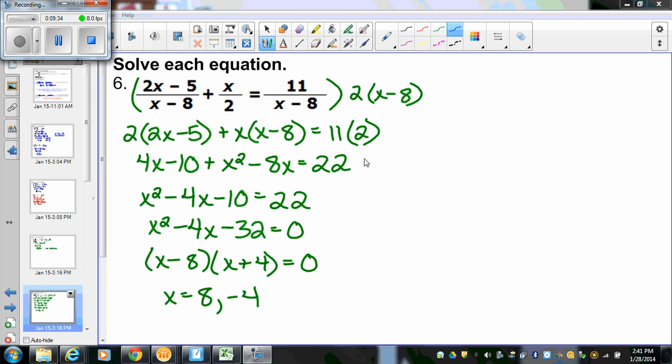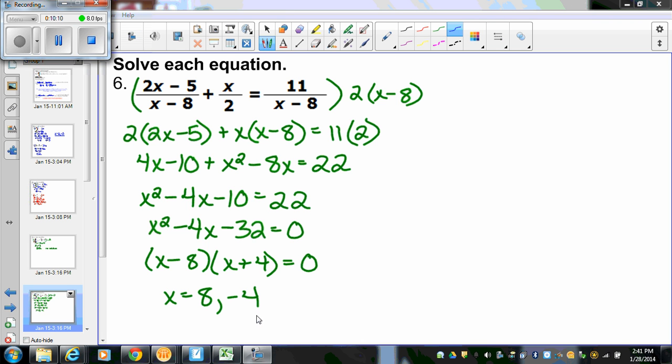So then I do all that distributing and multiplying, and I get 4x minus 10 plus x squared minus 8x equals 22. Then I combine all my like terms, so I get x squared minus 4x minus 10 equals 22. But since it's a quadratic, I need to subtract that 22 over to the left so that I can factor it. So I end up with x squared minus 4x minus 32 equals 0. That's going to factor to x minus 8 times x plus 4. So then when you solve both of those factors, you get x equals 8 and x equals -4.